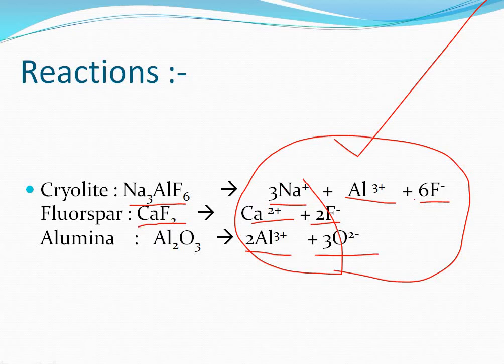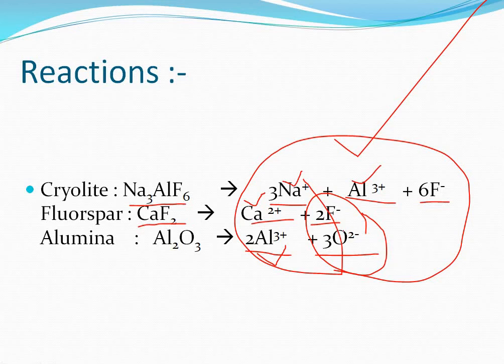Now if we talk about the positive ions, then sodium positive, aluminium positive, calcium 2 positive, aluminium 3 positive again. So those are the positive ions. And what about the negative ions? You only have two types of negative ions. One is the F negative and second is the O2 negative. So they are the negative ions present in the reaction.